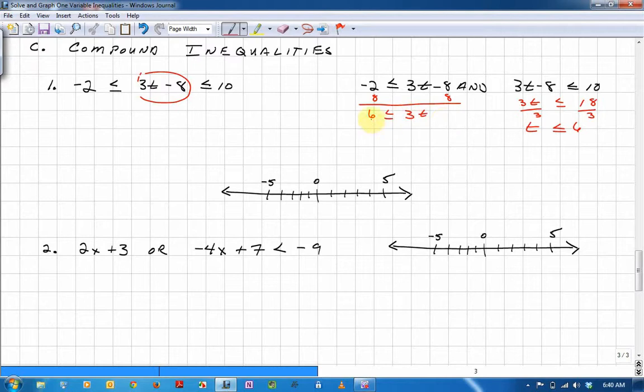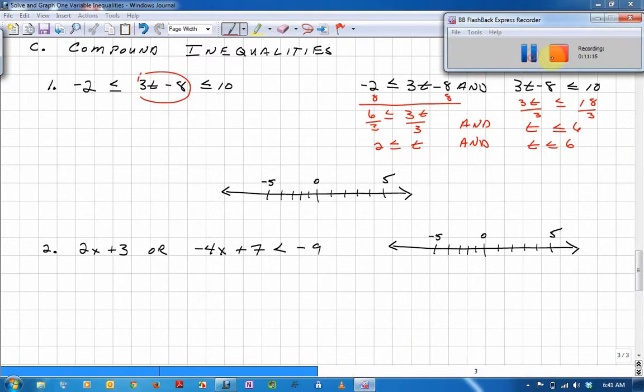And then dividing by 3, I get 2 is less than or equal to t. Don't forget these are ands. T is less than or equal to 6. Okay, going over to this other side.